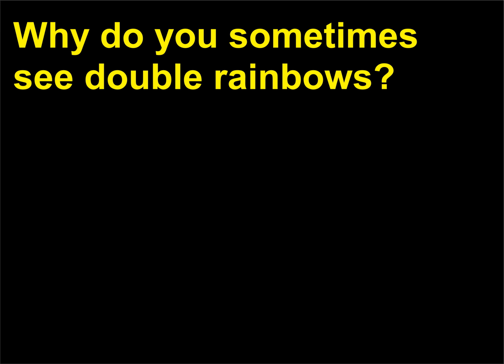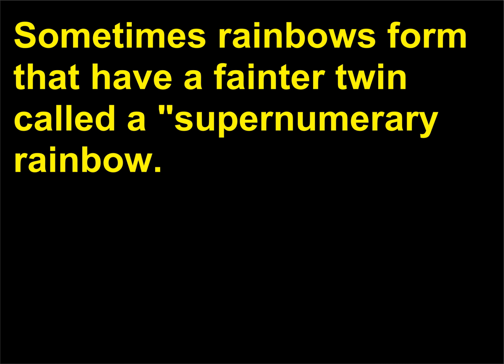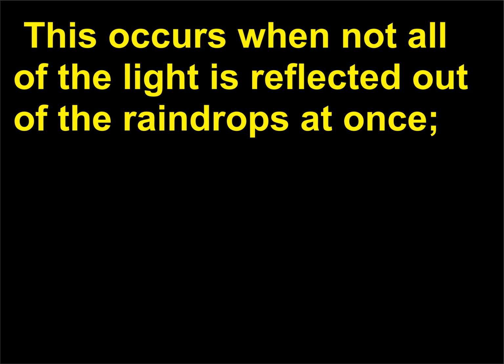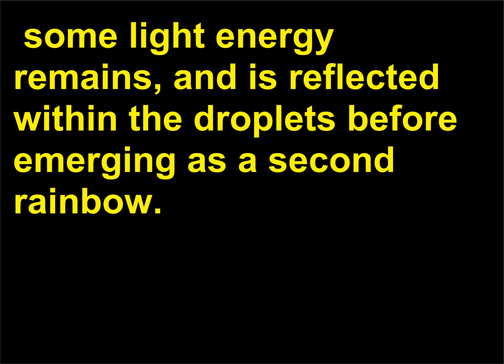Why do you sometimes see double rainbows? Sometimes rainbows form that have a fainter twin called a supernumerary rainbow. The twin will be bigger and above the first rainbow, and the colors of the bands will be reversed. This occurs when not all of the light is reflected out of the raindrops at once. Some light energy remains, and is reflected within the droplets before emerging as a second rainbow.